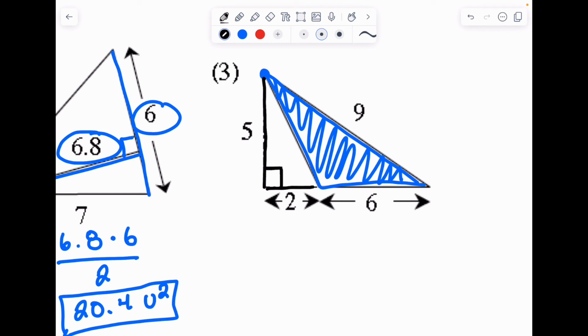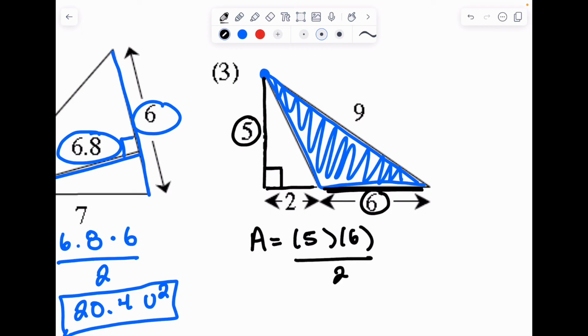So in this case, my base is just 6, because notice I only want the base of the triangle I'm trying to find the area of, and my height is 5, because that is the length of the side that is perpendicular to my base, and that goes from the very top of the triangle to the base of the triangle. So my area will be 5 times 6 divided by 2. 5 times 6 is 30, divided by 2, which will give me 15 units squared.